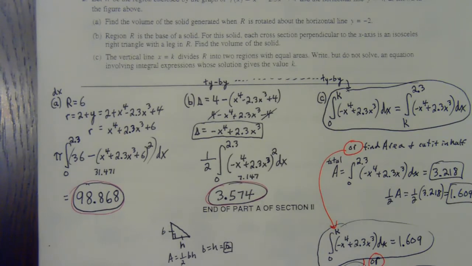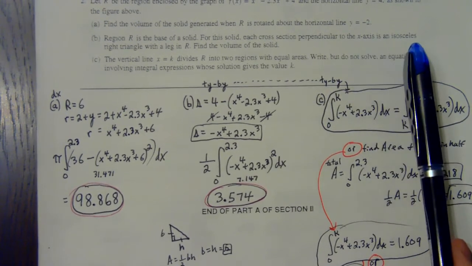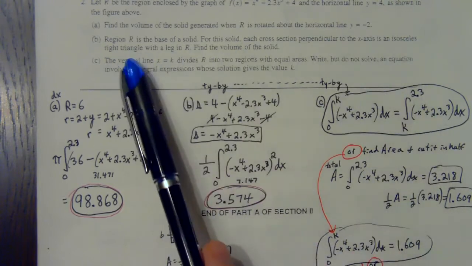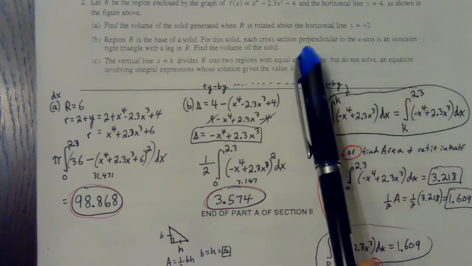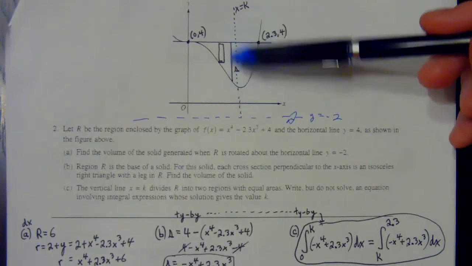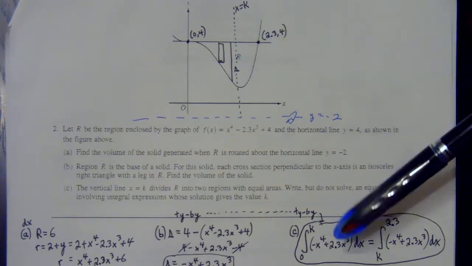Now the next one is with your cross sections, all right? It tells us perpendicular to the x-axis. A little tricky. The first time we've ever seen something like this is as an isosceles right triangle. So we'll handle that in a second. But regardless of what the shape is, it says perpendicular to the x-axis. So what I did is I drew a line segment perpendicular to that x-axis, called that S, and you find the length of that S.